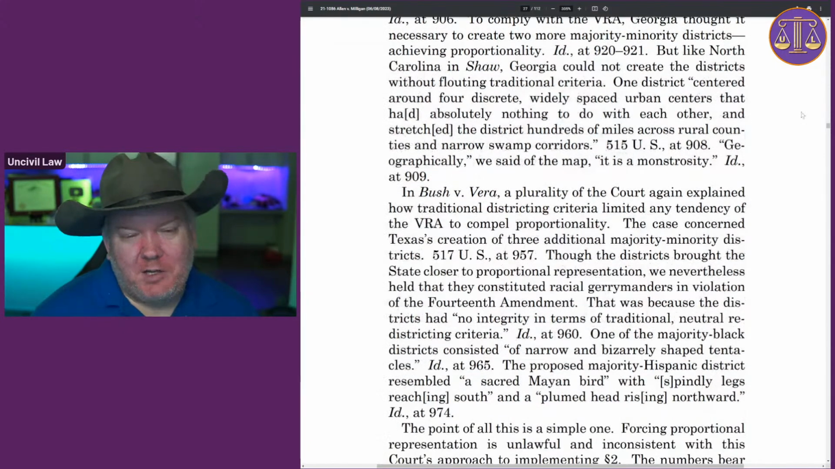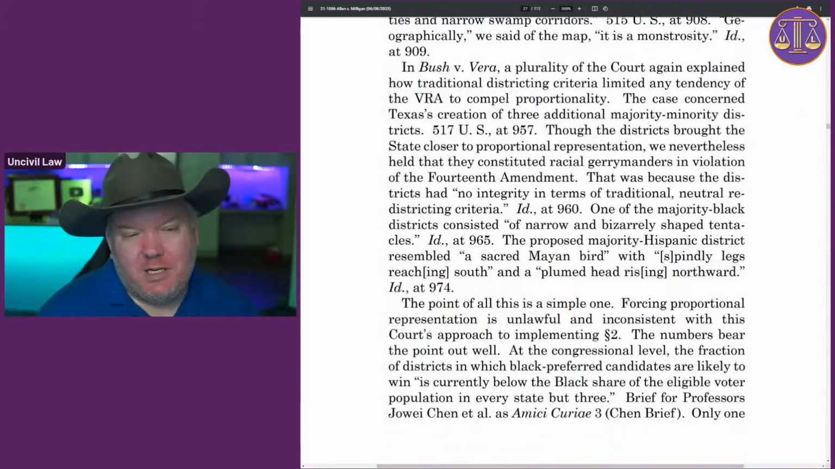In Bush versus Vera, a plurality of the court again explained how traditional districting criteria limited any tendency of the Voting Rights Act to compel proportionality. The case concerned Texas' creation of three additional majority-minority districts. Though the districts brought the state closer to proportional representation, we nevertheless held that they constituted a racial gerrymander in violation of the 14th Amendment. That was because the districts had no integrity in terms of traditional neutral districting criteria. One of the majority black districts was of narrowly bizarre shape with tentacles. The proposed majority Hispanic district resembled a sacred Mayan bird with spindly legs reaching south and a plumed head rising northward. The point of all this is a simple one.